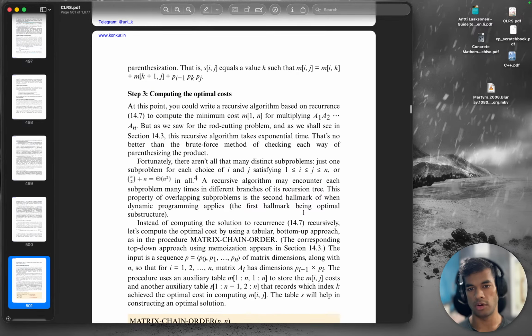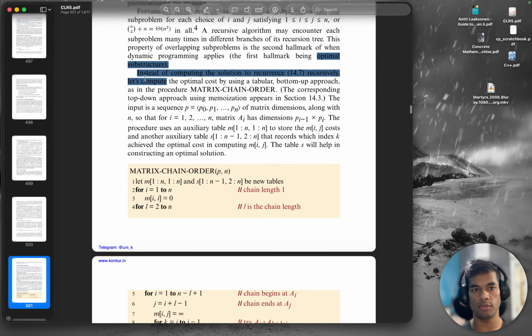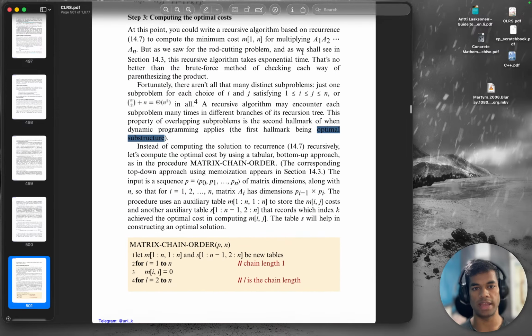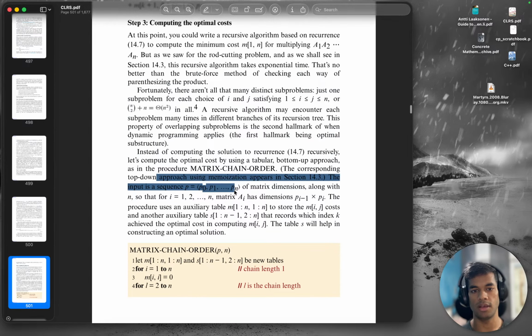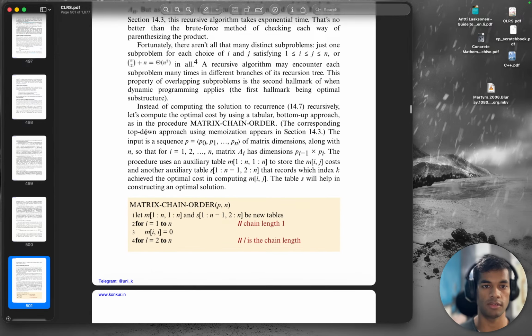A recursive algorithm may encounter each subproblem many times in different branches of its recursion tree. This property of overlapping subproblems is the second hallmark of when dynamic programming applies. The first hallmark being optimal substructure. Optimal substructure means you have the ability to break down a big problem into optimal subproblems, and overlapping subproblems makes sense. Instead of computing the solution to recurrence 14.7 recursively, let's compute the optimal cost by using a tabular, bottom-up approach. Bottom-up approach makes sense.